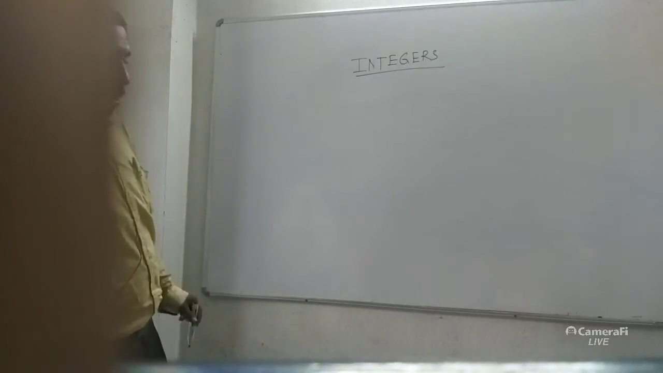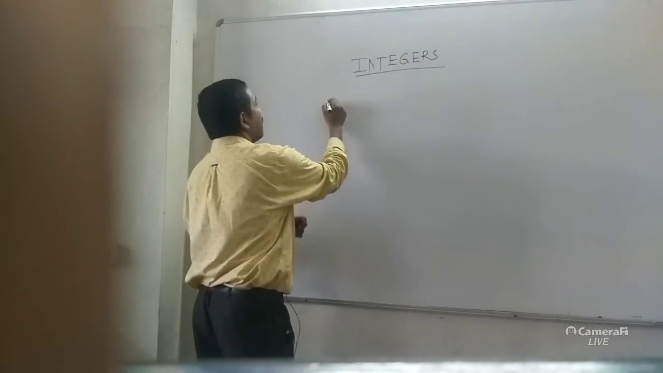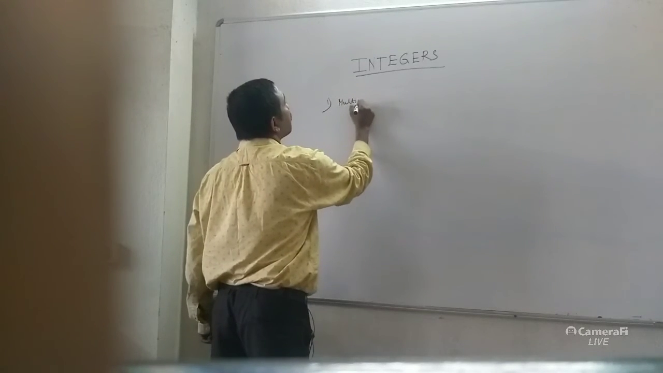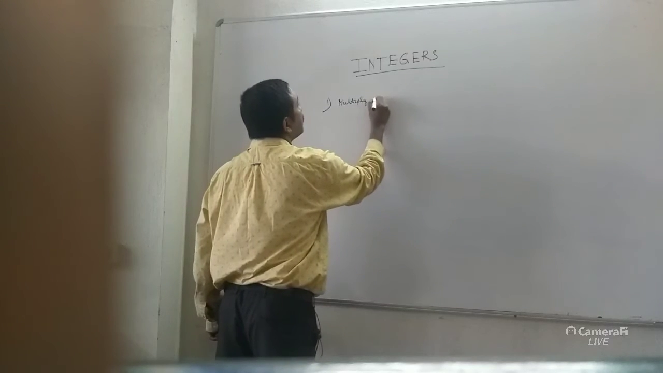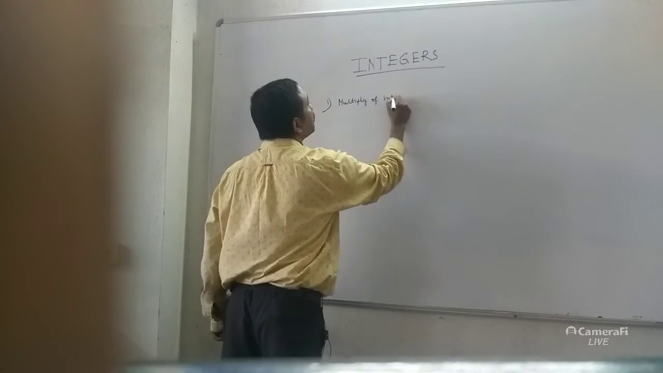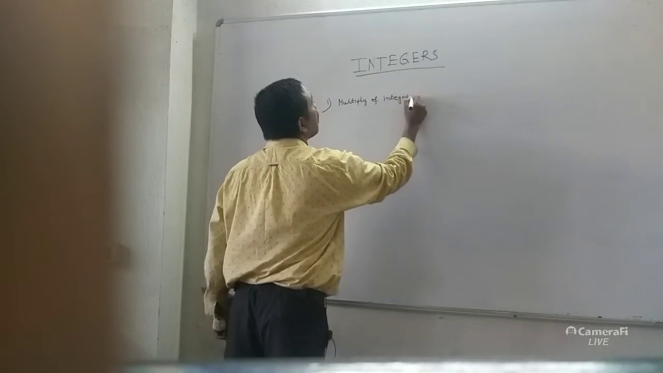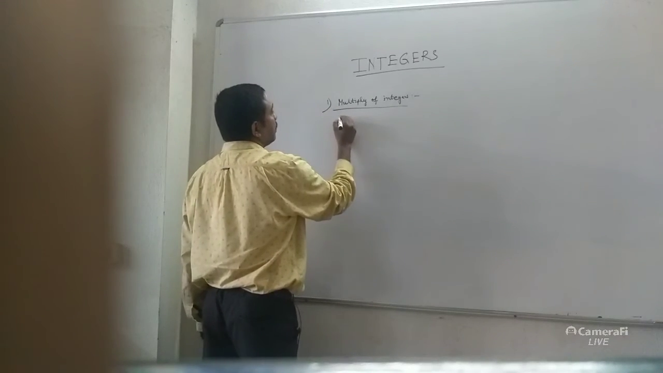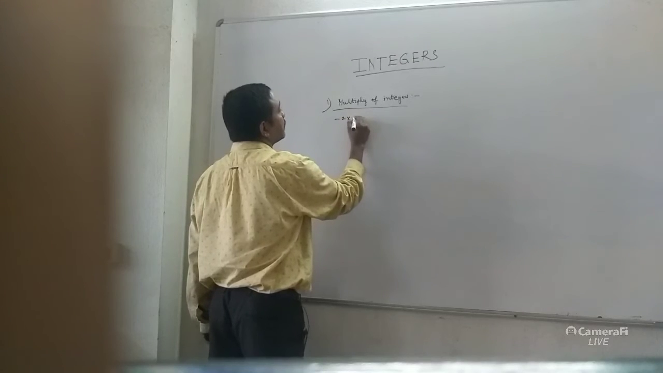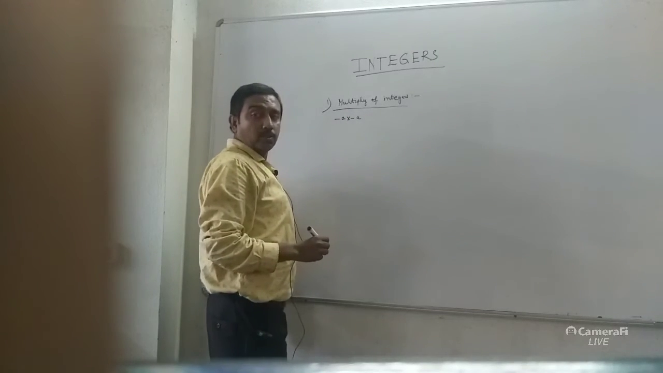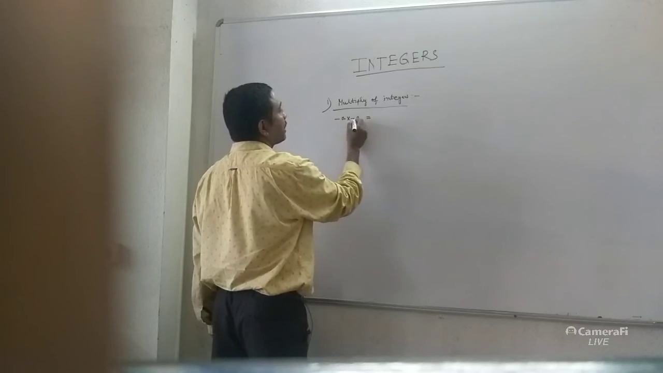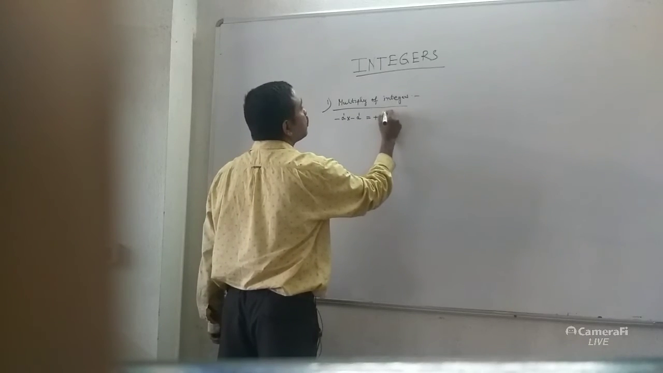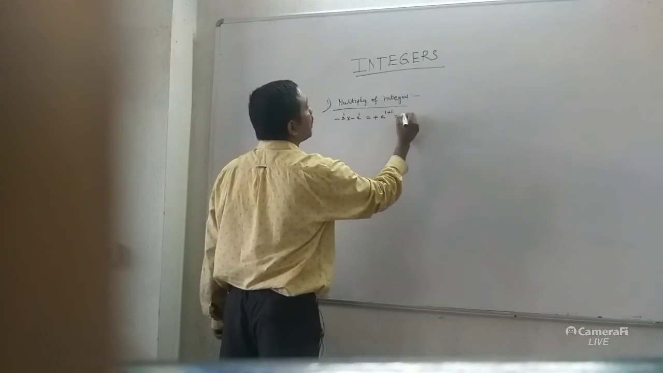Now next I will discuss the multiplication of integers. How do you multiply integers? Very important. Suppose minus a into minus a. So how do you multiply this? Minus into minus gives plus sign, and a means power is 1, here the power is 1. Whenever you multiply, you add the powers. So what comes? Plus a square.